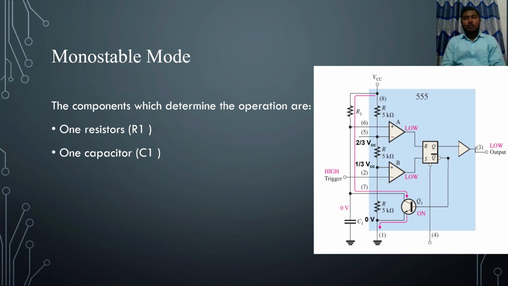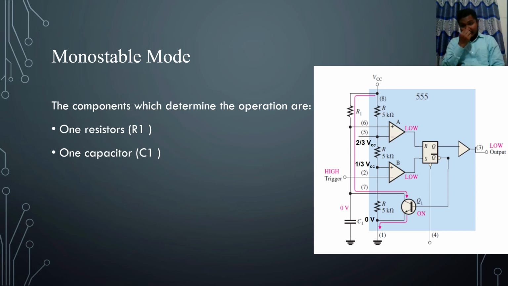This presentation is based on the 555 timer, and I will discuss the monostable mode, the astable mode, and the bipolar and CMOS versions. In monostable mode, the components which determine the operation are one resistor and one capacitor. The monostable mode is one-shot mode. In this mode, the 555 timer has one stable state.